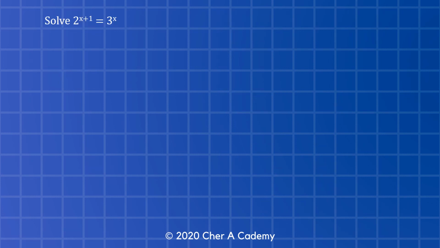Okay, now I have a question. Solve 2 to the power of x plus 1 equals 3 to the power of x. So this is an index form equals to an index form, and they have the bases 2 and 3. However, we cannot change them to the same bases, so we have to take common log on both sides.